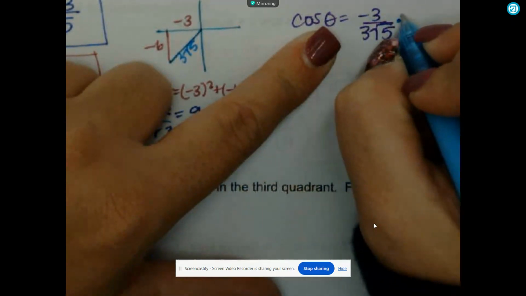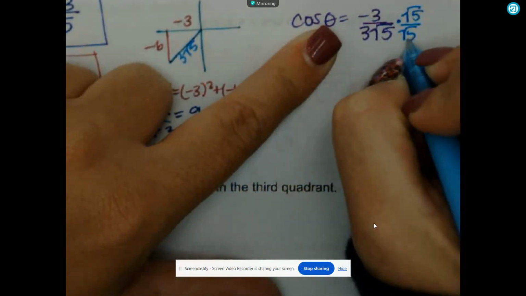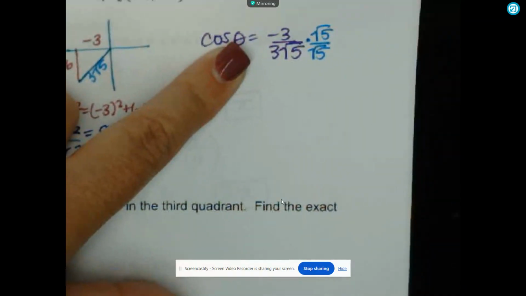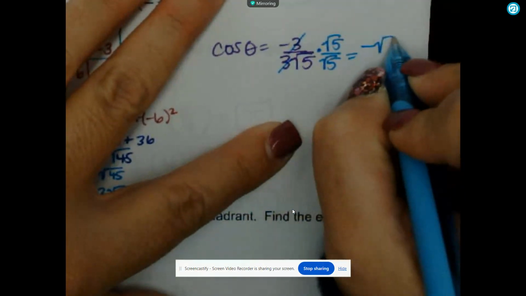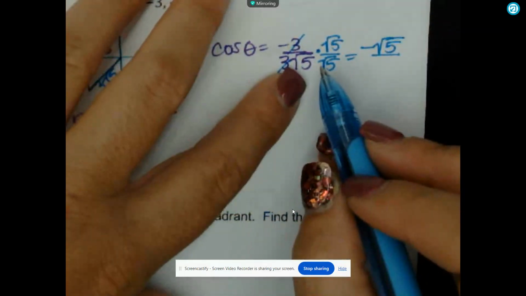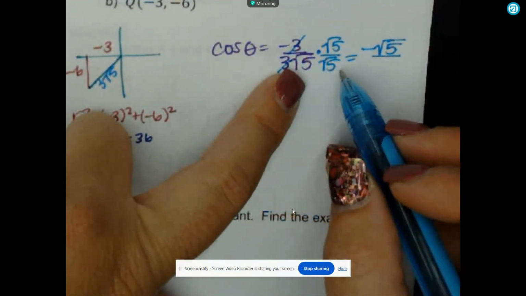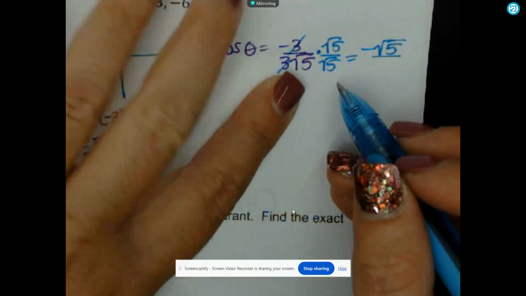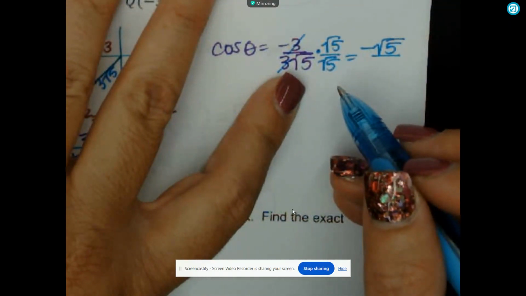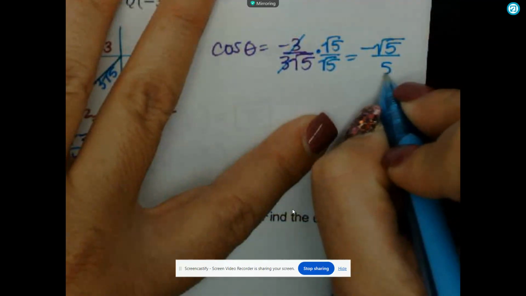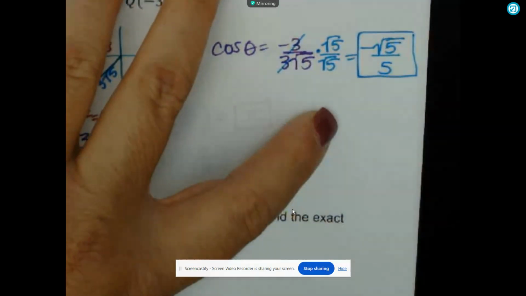But I'm going to multiply by the square root of 5 over the square root of 5 to get rid of that radical. So remember, those canceled. So now I just have the negative square root of 5 over, and when you do the square root of 5 times the square root of 5, the radical goes away, and what am I left with? What's the square root of 25? 5. So there is your answer for the cosine.